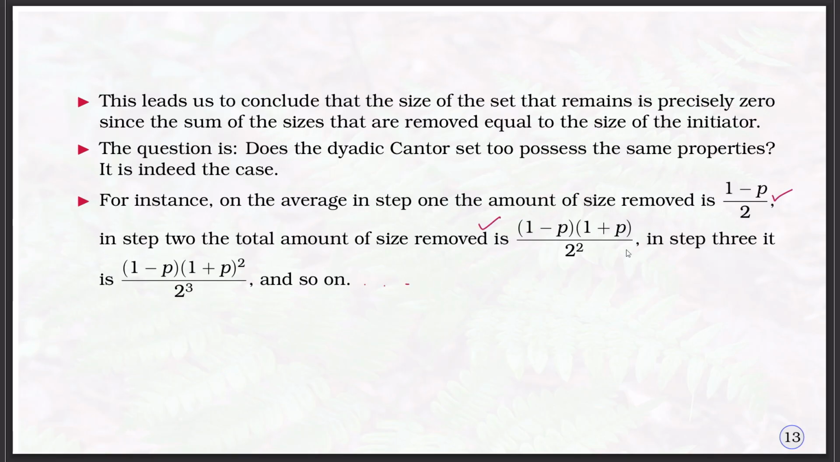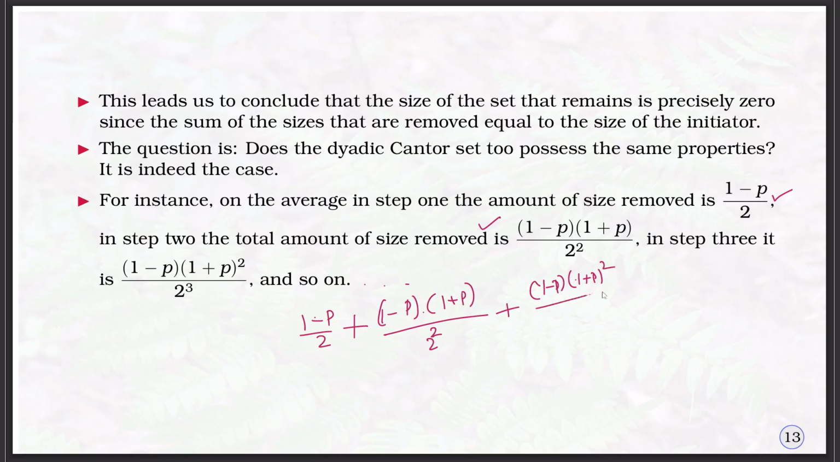So it goes on and so on. Now we need to find their sum. So the sum is (1 - p)/2 in the first step, then (1 - p)(1 + p)/2^2 after the second step, and in the third step, (1 - p)(1 + p)^2/2^3.